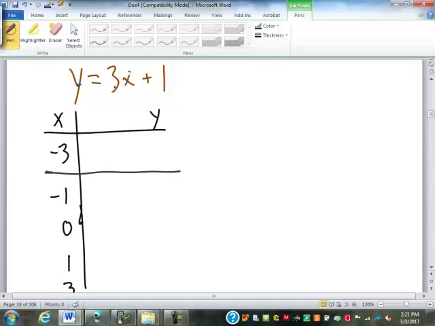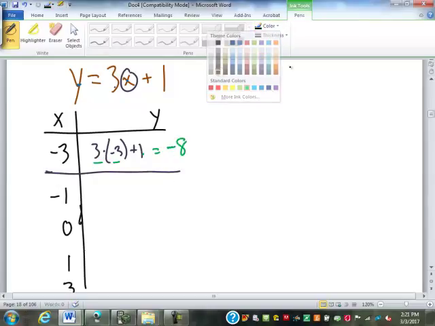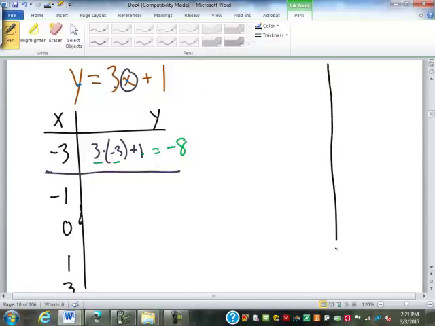Well, I'm going to replace the x here with -3. So this is 3 times -3 plus 1. What is 3 times -3? -9 plus 1 is? -8. Very good. What I've actually done here is I have formed an ordered pair. When x is -3, y is -8.